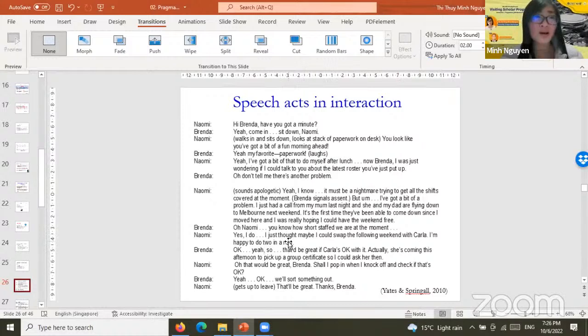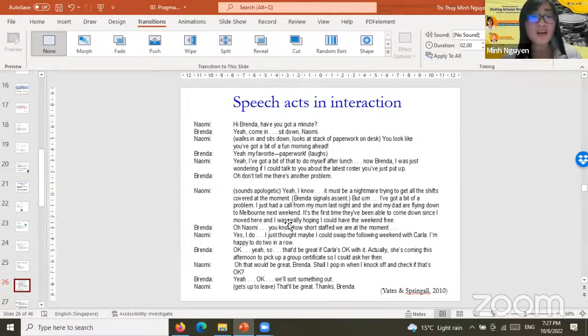So this is kind of like offer of compensation. If I can have the weekend free, I can swap my duties with Colin. "Oh yes, so that would be great. Thanks, Brenda." Okay, so that's the end of the conversation. You can see that there's a lot of external modification used for just one request, and the request itself is also internally modified as well.